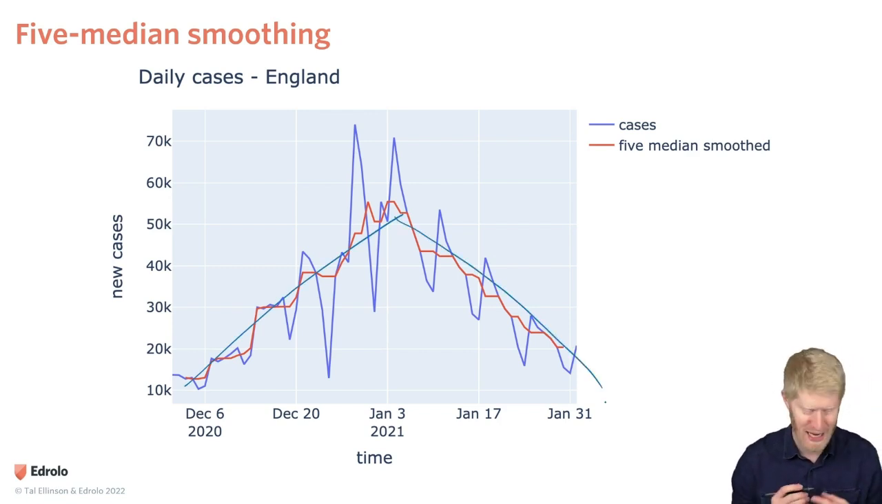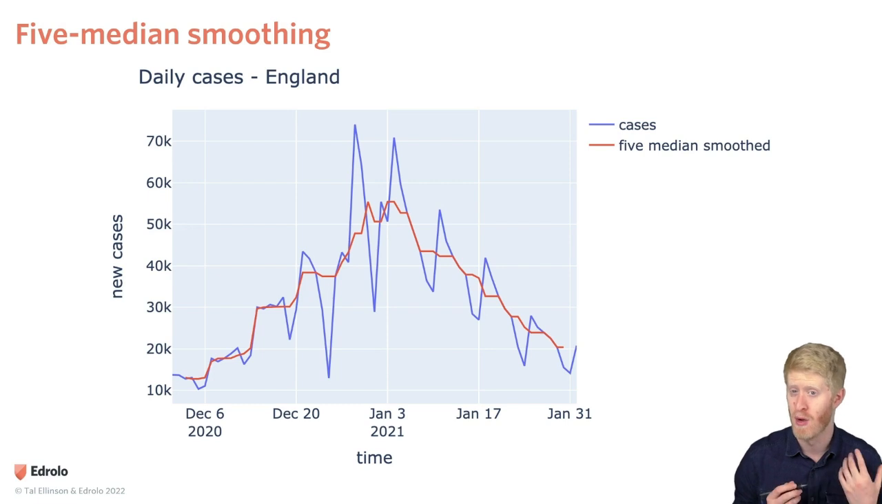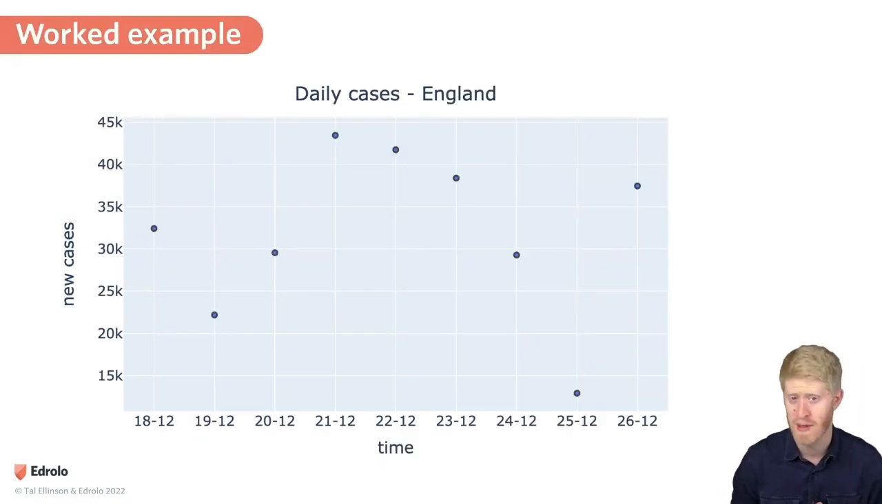And I agree with you that here you can probably tell it from the original data as well. But like I showed you at the beginning of the lesson, when you have lots and lots of data, some of these techniques become really, really powerful. So let's practice the 5 median smoothing. Same principle, but just 5 points.